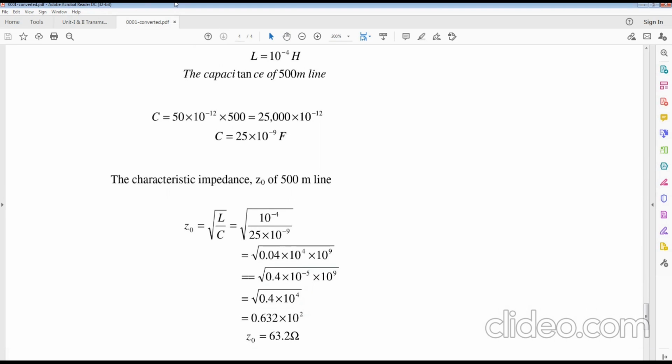So with this, we complete the examples in the transmission line 1, unit 1.